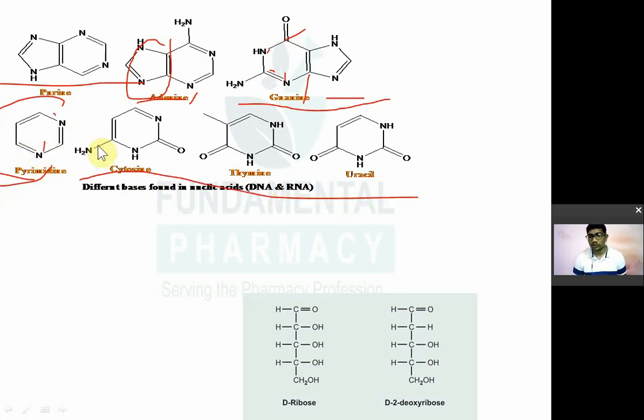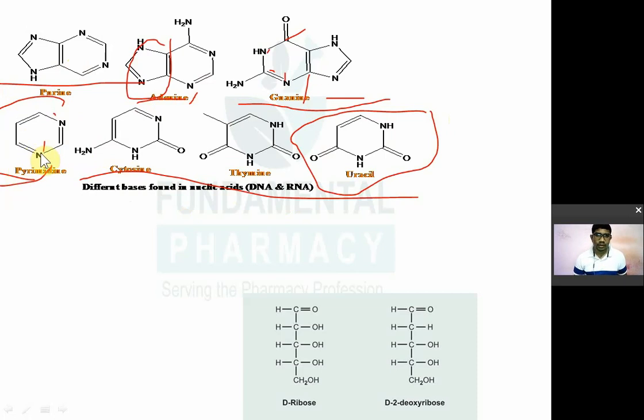Cytosine, thymine and uracil. These are the three pyrimidine bases found in the nucleic acids. Nucleic acid means both will come, your DNA and RNA. But in the RNA, in place of thymine, you are getting uracil. Sorry, in the DNA, adenine and guanine, the type of purine, are there. So these are the most commonly found purines in the DNA as well as RNA.